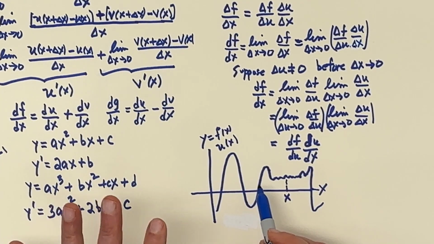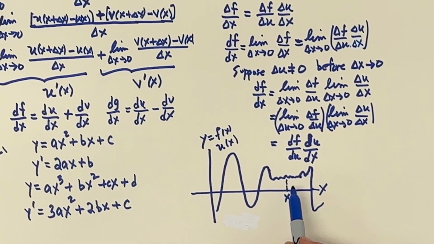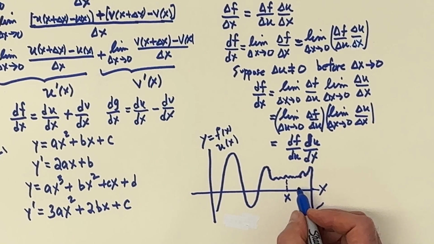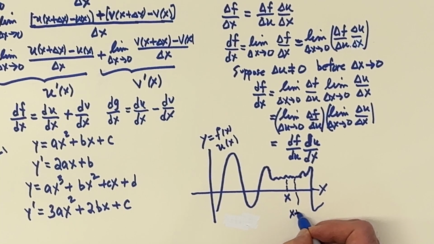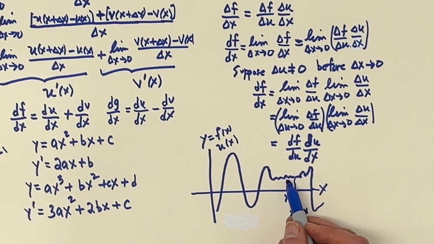I actually give you a function that does something like this in the book. But the point here is that we have a problem because as delta x, say you have some x here plus delta x, as delta x is going to 0, we're sliding this way to x equal to 0. The changes in the u could be 0.